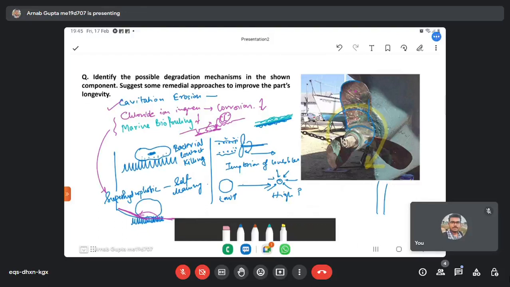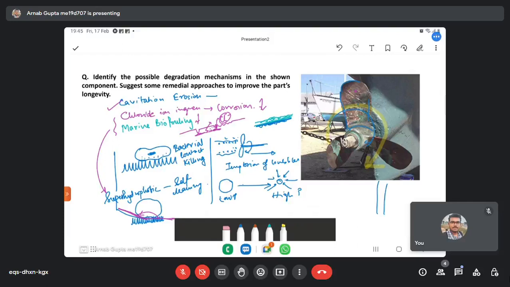These components are not cheap. They incur high cost to the manufacturer or the company, whoever is using this. So your first objective should be to prevent this type of events, like degradation events.